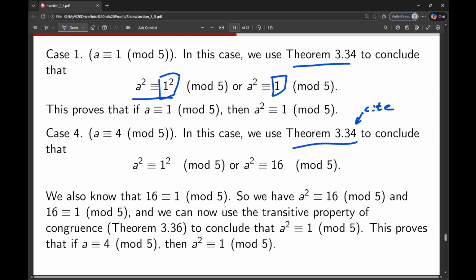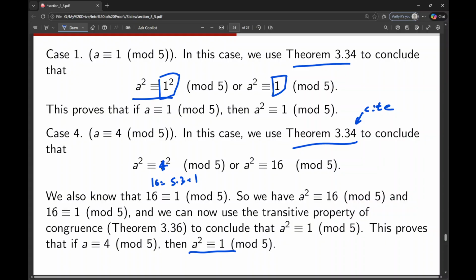Then, oh, I think I made a mistake here. I think this is supposed to be a 4. So a squared is equivalent to 4 squared mod 5, and I know what 4 squared is, it's 16. Now we also know that 16 is equivalent to 1 mod 5 because 16 equals 5 times 3 plus 1. And so that means that a squared is equivalent to 1 mod 5. And in the other cases, 2 and 3, a squared ends up being equivalent to 4 mod 5.